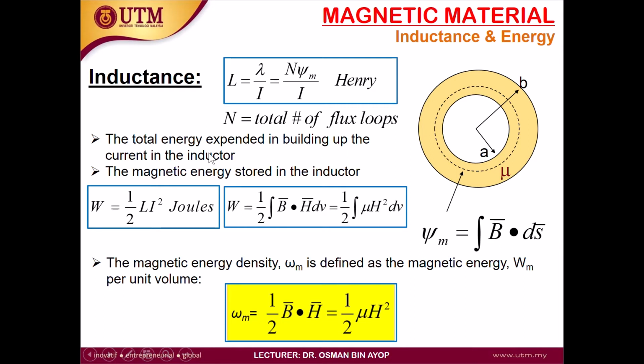The total energy expended in building up the current in the inductor, and the magnetic energy stored in the inductor, can be expressed using this formula. Energy equal to 1 over 2 L I squared joules, or we can calculate by using 1 over 2 the integration of B dot H dV, where V is the volume, equal to 1 over 2 the integration of mu H squared dV.